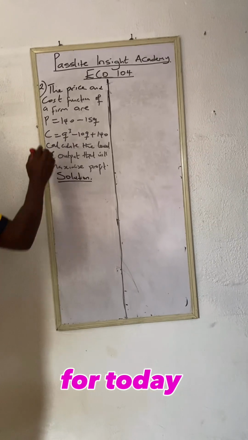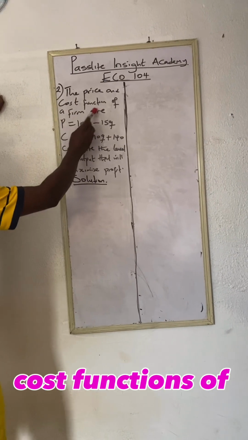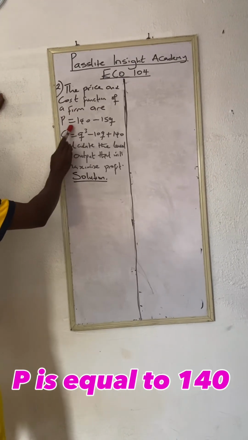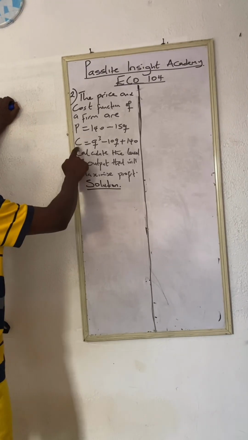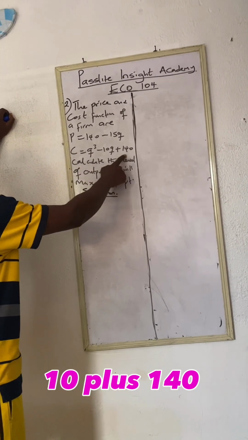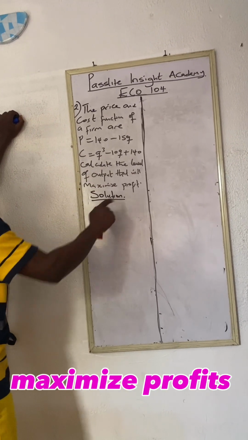This is question 2 for today. The price and cost functions of a firm are: P equals 140 minus 15Q, and C equals Q raised to the power 3 minus 10Q plus 140. Calculate the level of output that will maximize profits.